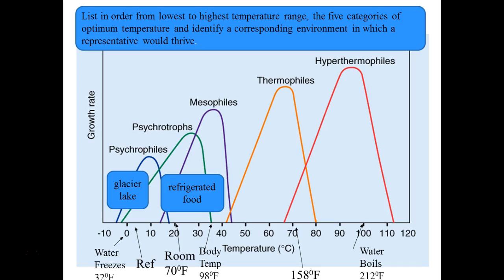I lost it. That's okay. It'll come to me. Mesophiles, right? So these are all the human pathogens that we worry about, right? Because this is the environment of the human body, which falls under the mesophile classification, right there in the middle.